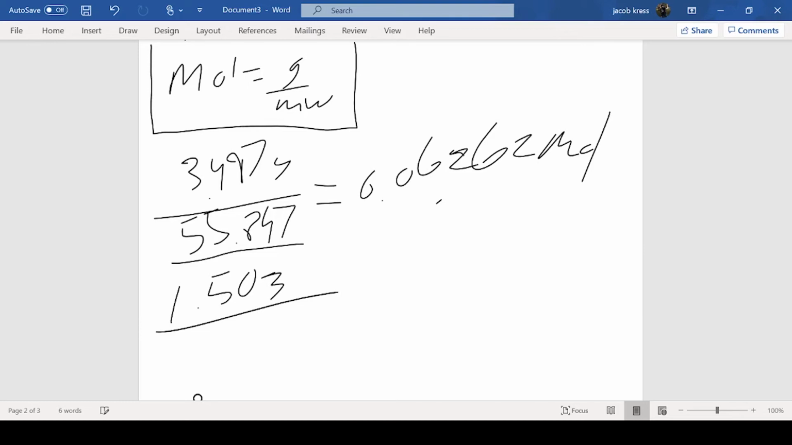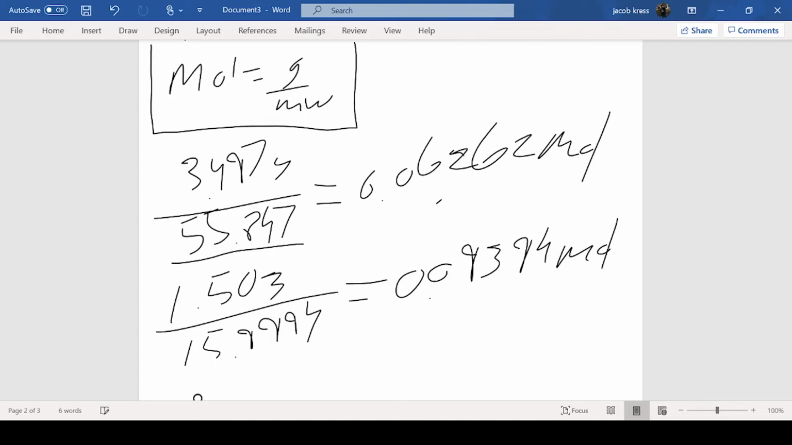If we do the same thing for the oxygen, we had 1.503 grams. The molecular weight of oxygen is 15.9994. This is going to be 0.09394 moles. So now we're almost there. We have our moles. We just have to express this as a molar ratio. So the easiest way to do this is you find whichever one is going to be the smallest, and we're going to divide everything by that.